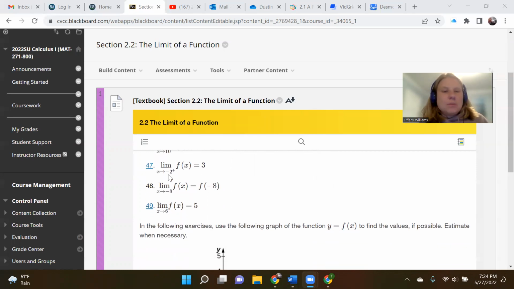Let's look at number 47. The limit as x approaches -2. Now notice the plus sign behind the back here. From the right is 3.